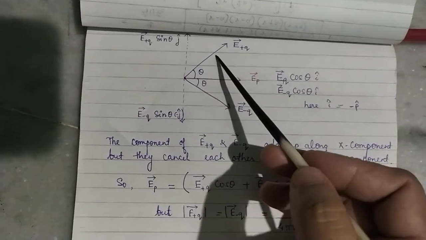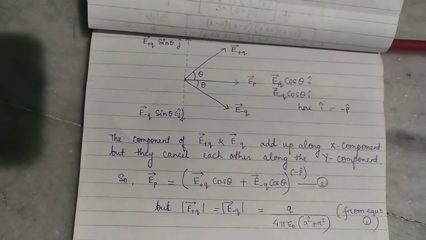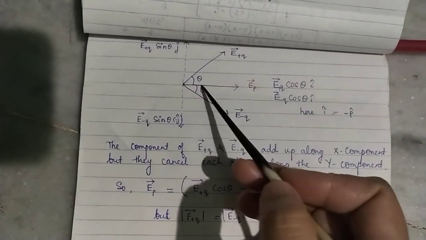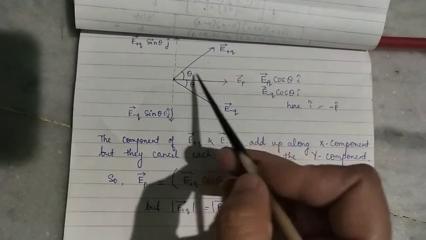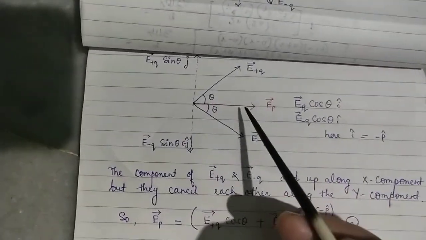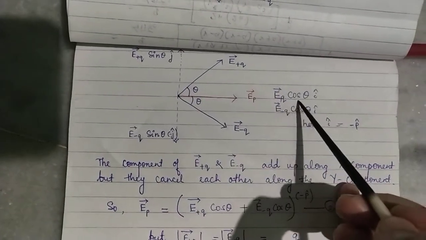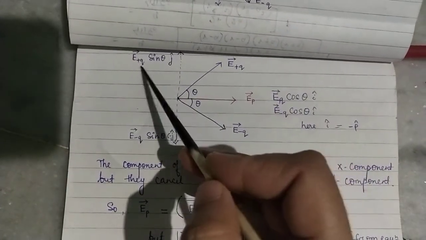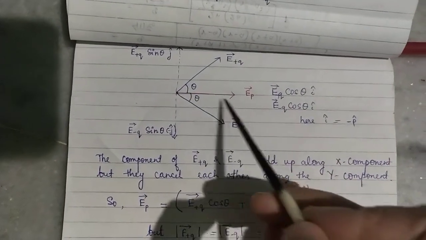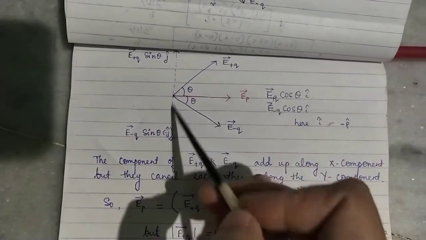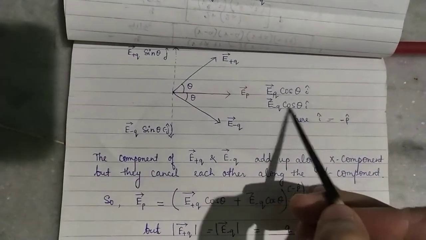We know that any vector can be resolved along the x-axis, that is along the horizontal axis, and along the vertical axis. So E plus Q, when resolved along the horizontal axis, will be E plus Q cos theta, and along the vertical axis E plus Q sin theta. Similarly, E minus Q along the vertical axis is E minus Q sin theta, and along the horizontal axis it is E minus Q cos theta.